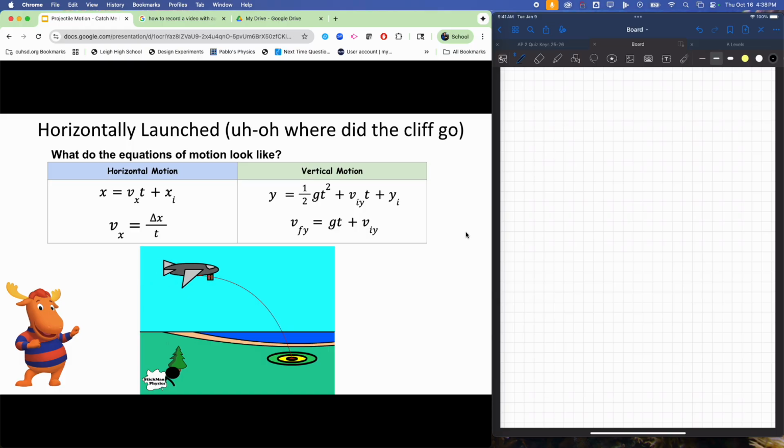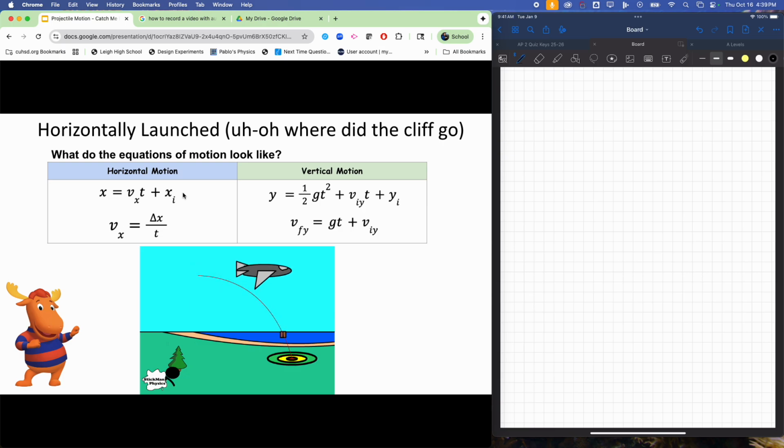Oh yeah, I forgot. I like to give these kinds of problems a nickname. It's called, "Uh-oh, where did the cliff go?" And so we have our same equations of motion, the GPS equation and the speedometer equation. The vertical motion aspect of projectile motion looks the same as it did last unit. The position of an object in the vertical direction is equal to 1/2 the acceleration times time squared plus the initial velocity in the vertical direction times time plus the initial position. So this is the GPS equation, which helps us determine where an object is at a specific moment in time.